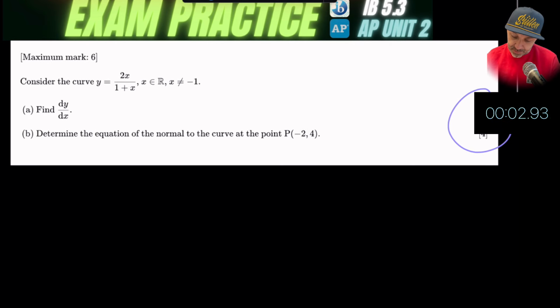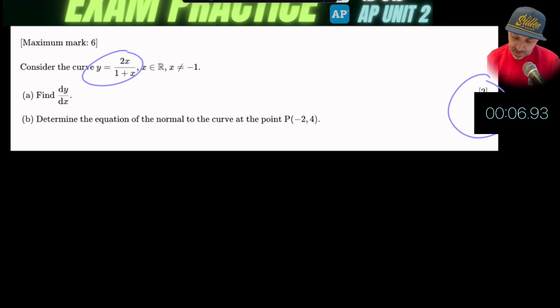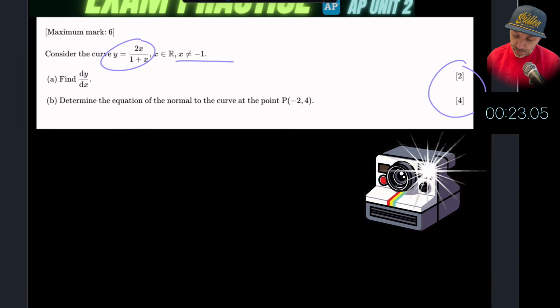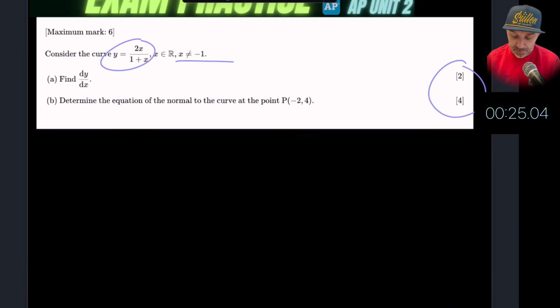Consider the curve with the equation y is equal to 2x over 1 plus x. X cannot equal -1 because that will create a vertical asymptote, undefined point. Find dy by dx. Then determine the equation of the normal to the curve at the point -2, 4. Okay, pause, take a screenshot and have a go if you want, but I will start going through this question.